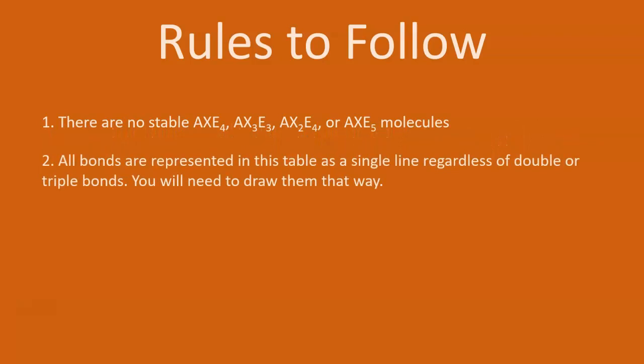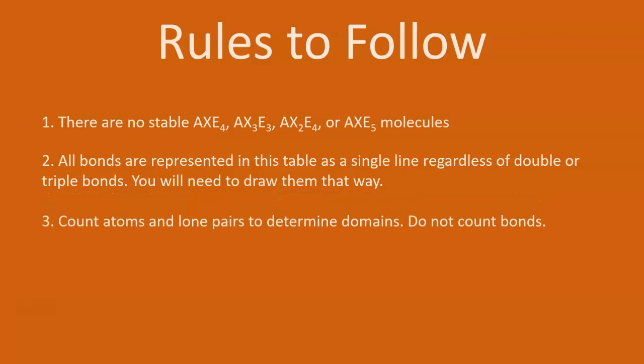Second rule: all bonds are represented in this table, and probably almost any other VSEPR theory table you're going to find, as a single line. It doesn't matter if it's a double or a triple bond, it's represented as one single line, and you're going to need to draw them that way. It's really easy. I'm going to show you how to do it.